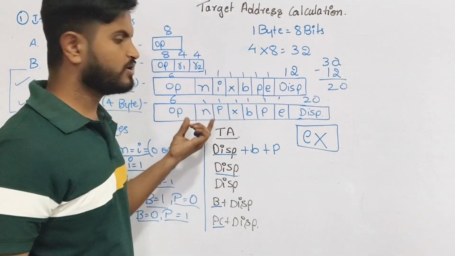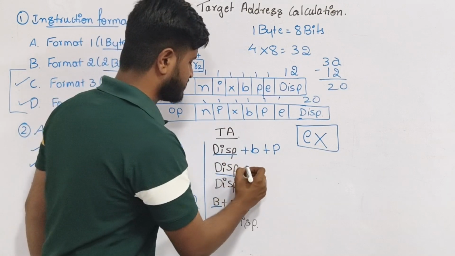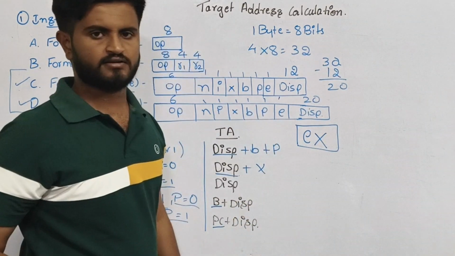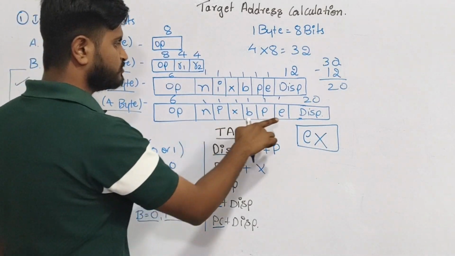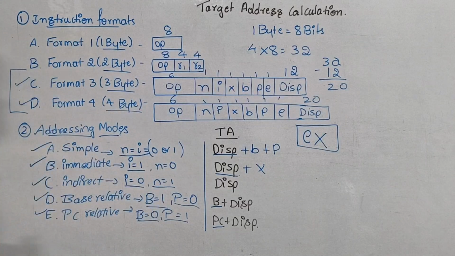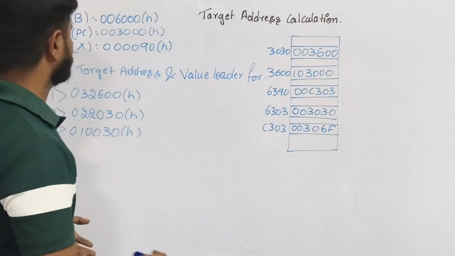For immediate addressing, while you are calculating, if the x value is 1, you will be adding x here, like that. You must add x, but you must not add e. So hope you understood. Let's jump into the problem. Now let's start solving the problem.